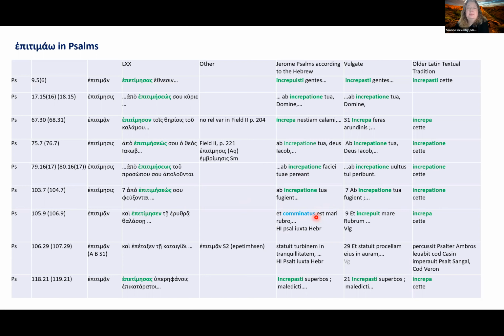There is one exception to this pattern. In Psalm 105, Jerome's translation according to the Hebrew, we find comminatus for epitomao. And I will note here that there is no extant Greek variation for this verse, so there's nothing in the field that can help us identify why this vocabulary has been used at this point. Despite this anomaly, it is clear that in the older Latin tradition of Psalms, and nearly always in Jerome, we find increpare for epitomao. I raise a final two examples associated with comminari in Psalms.